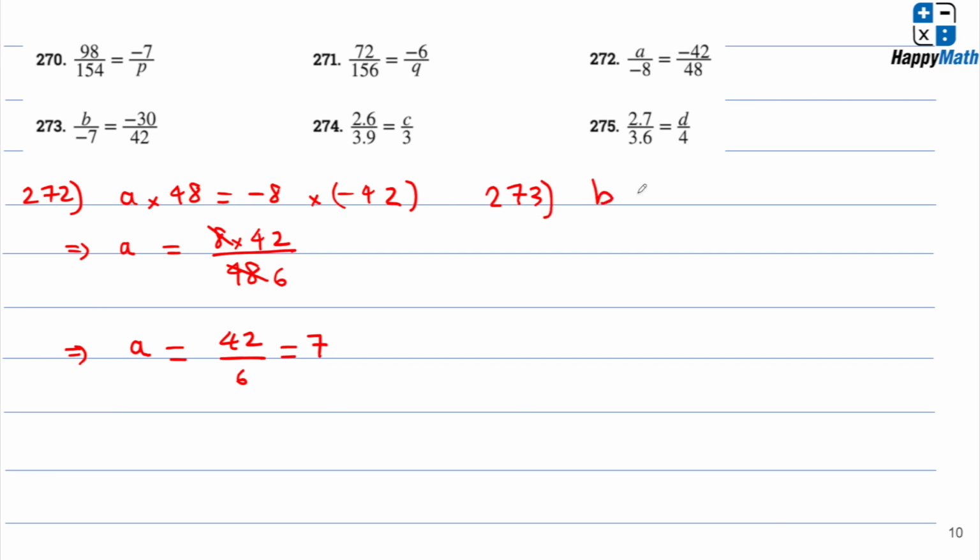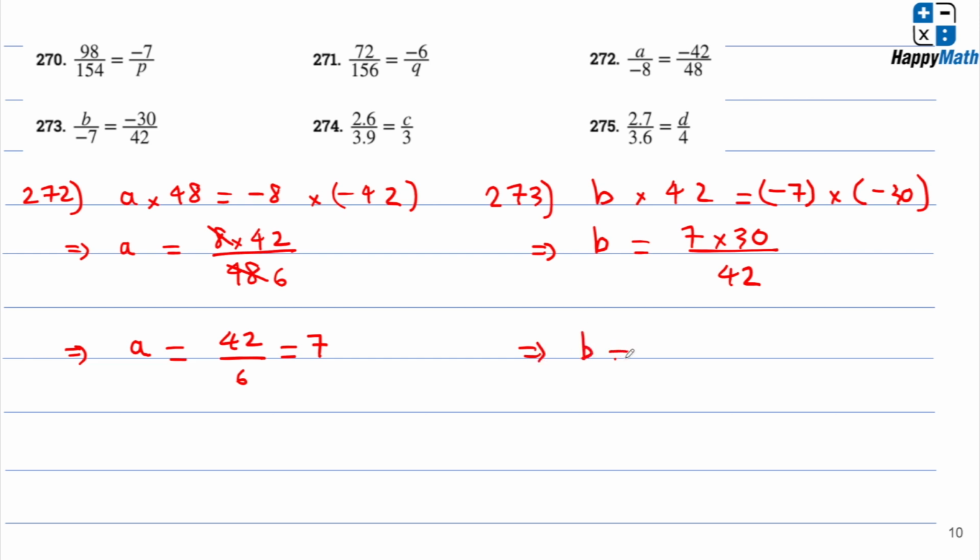273. b times 42, negative 7 times negative 30. About b, negative times negative is positive, I don't need to write down negative anymore. Over 42 times 4, simplifying. Divide by 6, you get 5. Divide by 6, you get 7. 7 and 7, you get 1 left. So 5 is the final answer for this question. Yes, so we continue.